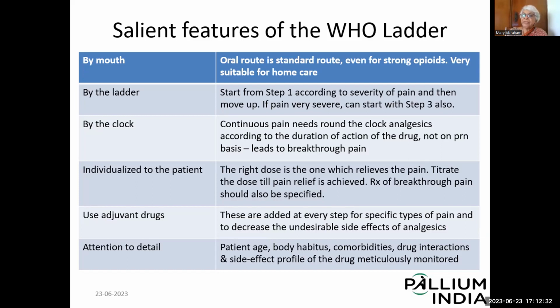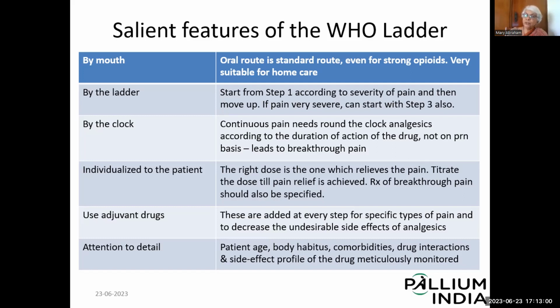So this has to be clearly spelled out to the patient, that do not wait for the pain to come back to take the drug, but just make a chart and go by the clock and give it according to that. Another important characteristic of the ladder, it is individualized to the patient. So the right dose is the one that relieves the pain. Our objective is to relieve pain and not to worry about the dose that you're giving, because you are anyway going to titrate and go slowly up.